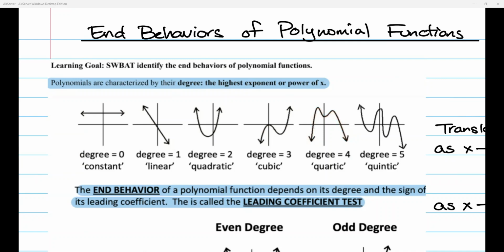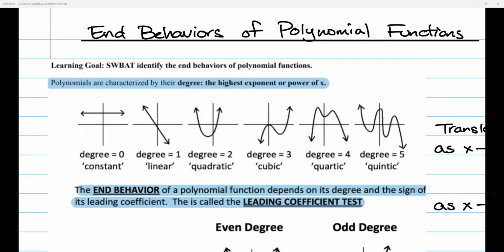Once we get to the degree 5 one, you have, again, some weird squigglies, but on one side, it's going one way, and on the other side, it's going the other. We call those last things end behaviors, okay? So the end behavior of a polynomial function depends on its degree and the sign of the leading coefficient. This is called the leading coefficient test.